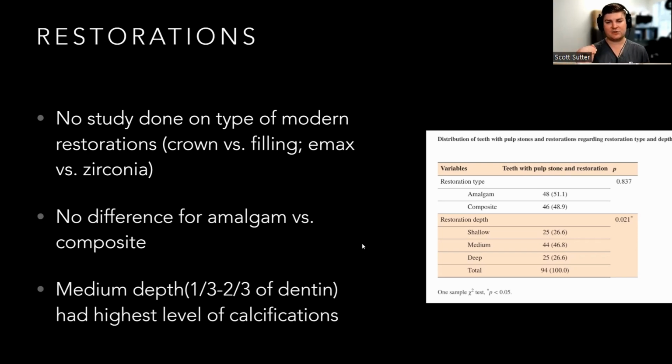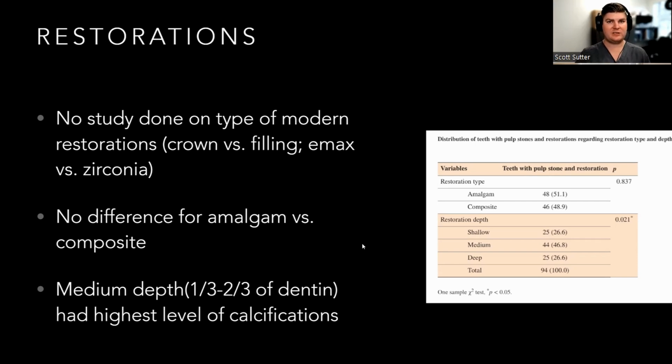But what is interesting is that the amount of calcification in pulp stones is correlated to how deep the restoration is. So if it's shallow, which is only a third of it, it doesn't actually cause that much calcification. If it's medium, which is 1/3 to 2/3 of the dentin levels, they actually had the highest level of calcification, whereas the deep ones, which is between 2/3 and the pulp, had the same amount as the shallow.